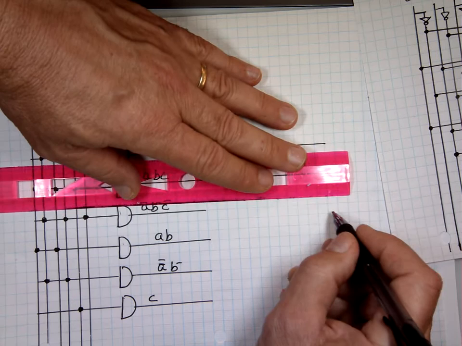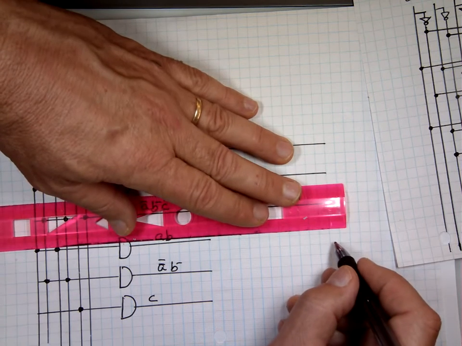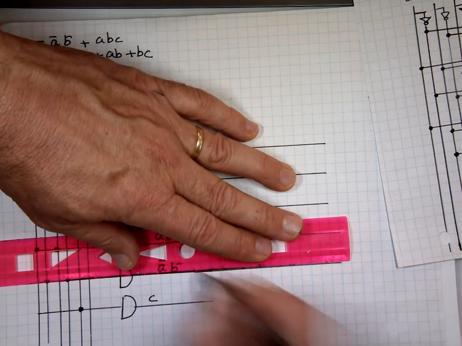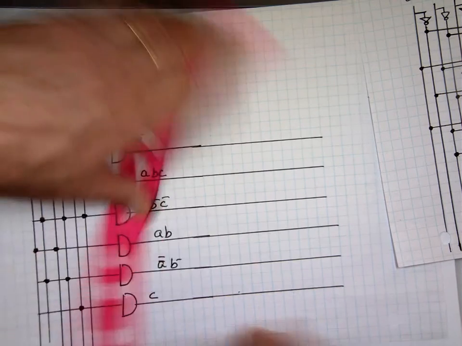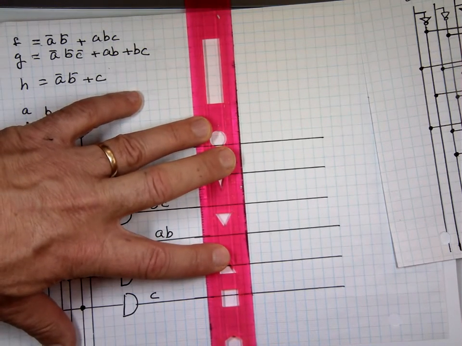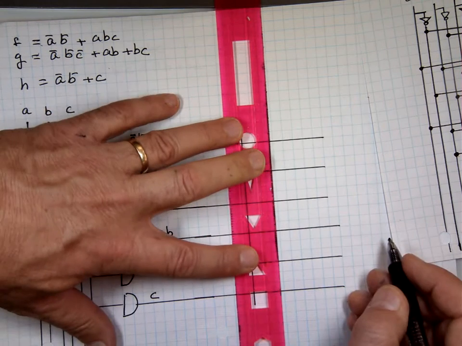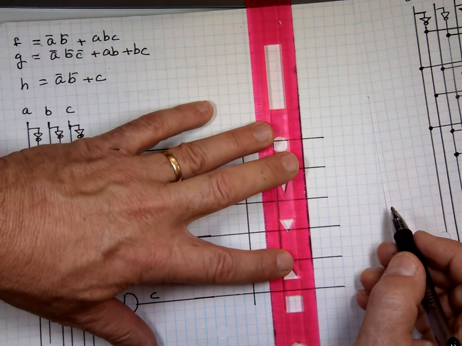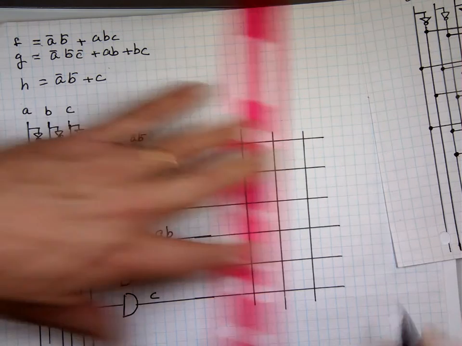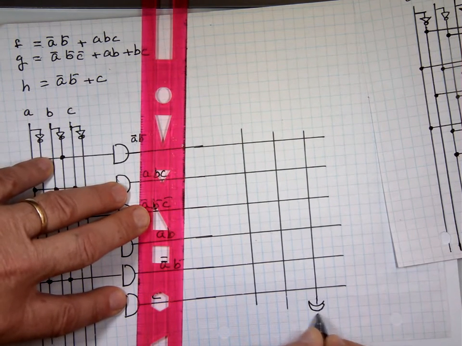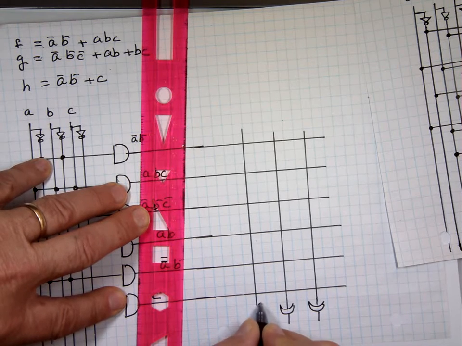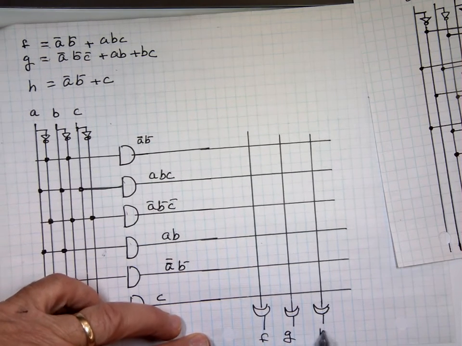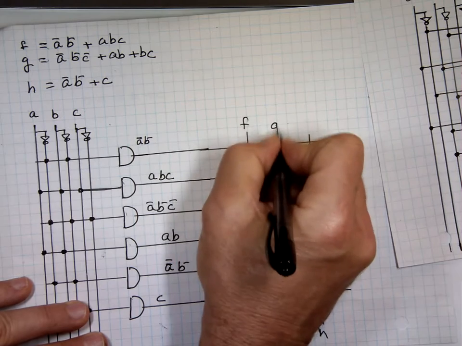Again, you know how at the bottom we have the OR gates with three lines, two lines going to each one? We're going to use the same logic. We're going to draw one line going through, and that's one OR gate. Another one, that's another OR gate. And the last one, another OR gate. You only need one, F, G, and H. So Ricardo can see it, F, G, and H.